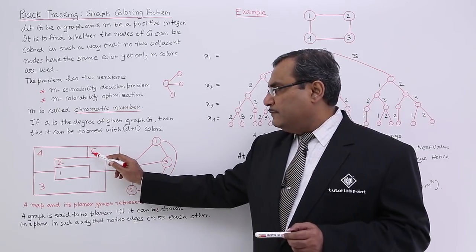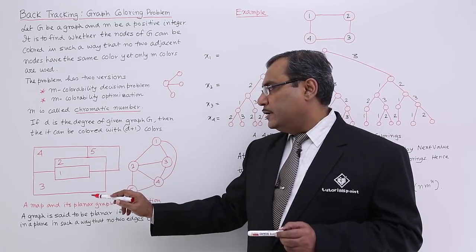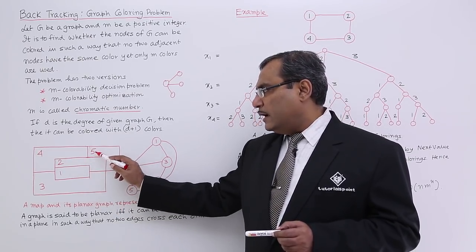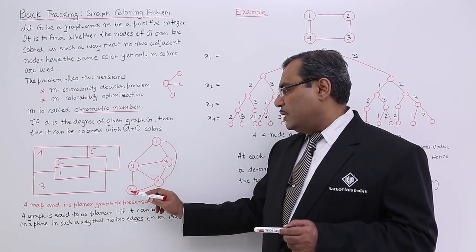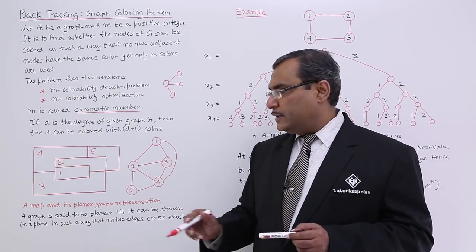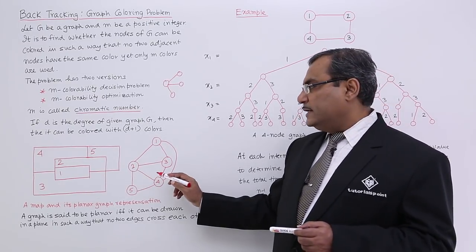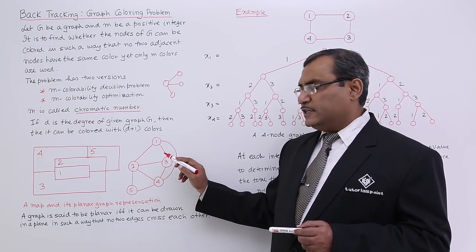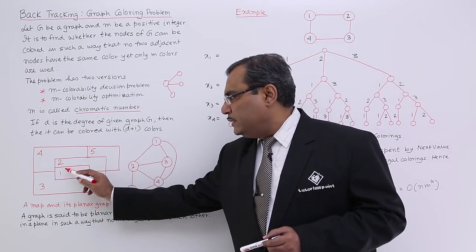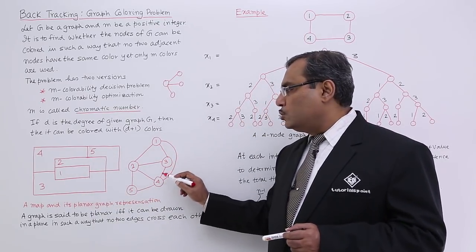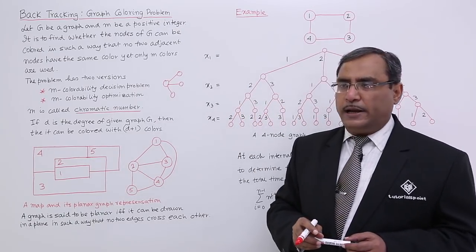Now, see, 5 and 2 are having the common boundary. 5 and 4 are having the common boundary, but unfortunately 5 and 1 and 5 and 3 are not having the common boundary. As a result of that, 5-2 and 5-4, these two edges will be there, but there will be no edge between 5-3 and 5-1. So, that is my respective planar graph for this particular map. In case of map, actually we are doing the node coloring. We are converting this map to the respective planar graph.